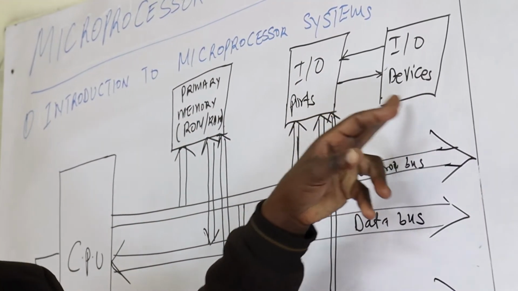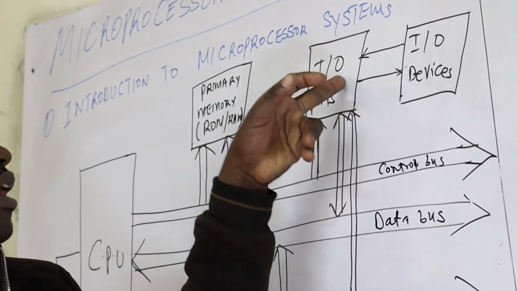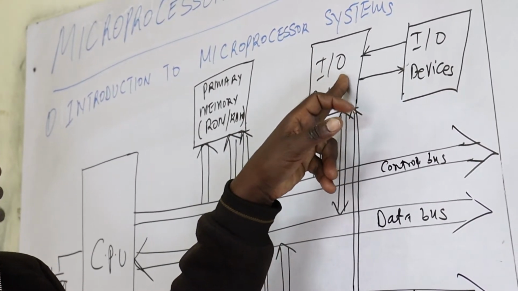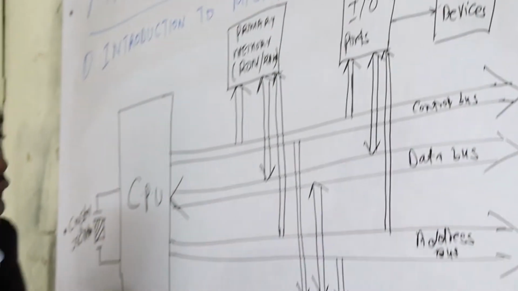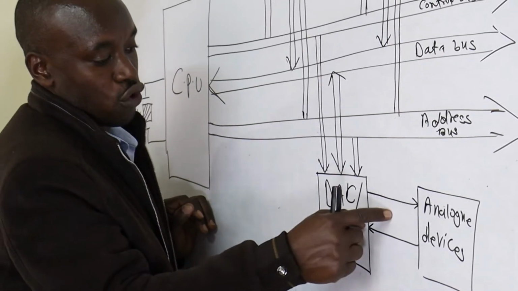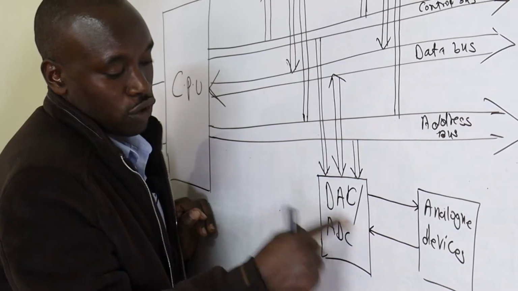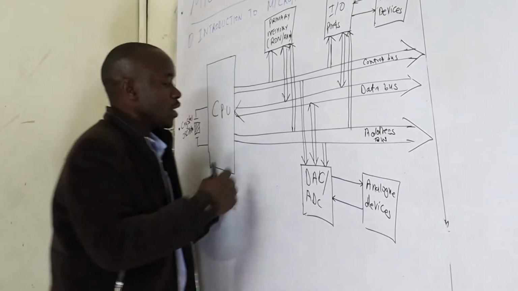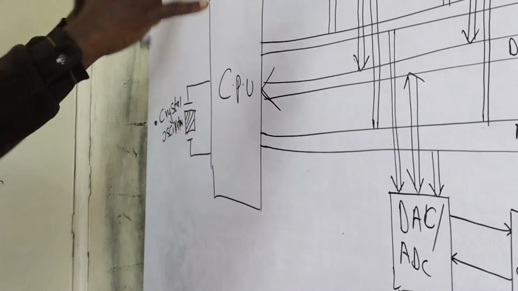If you are keen, the I/O devices have to communicate via the I/O ports in the microcontroller systems. Then we have the analog devices. Also, they have to convert either from digital to analog or from analog to digital using what? These converters. Now, let us explain the function of each block here.